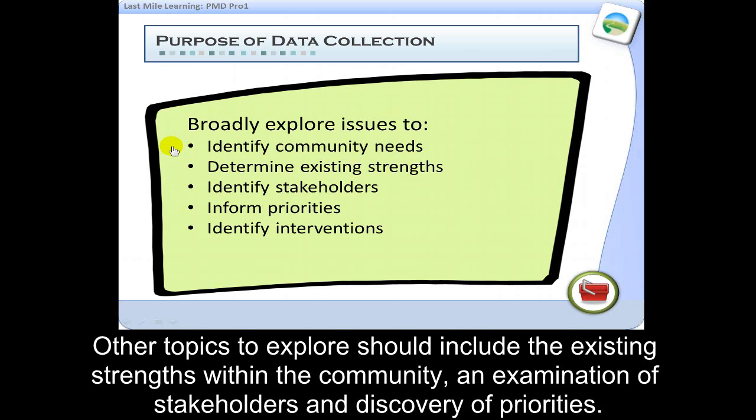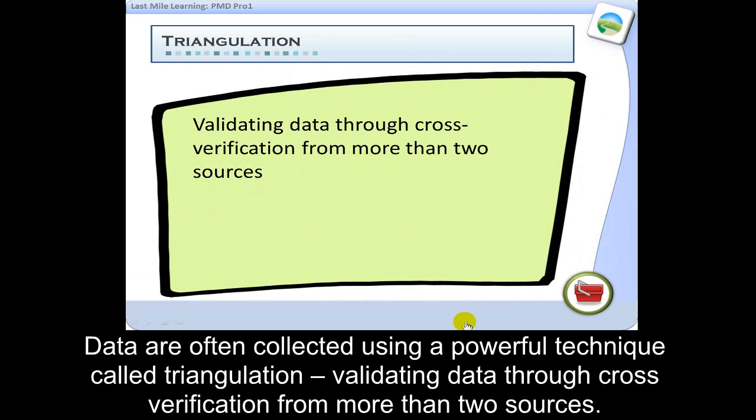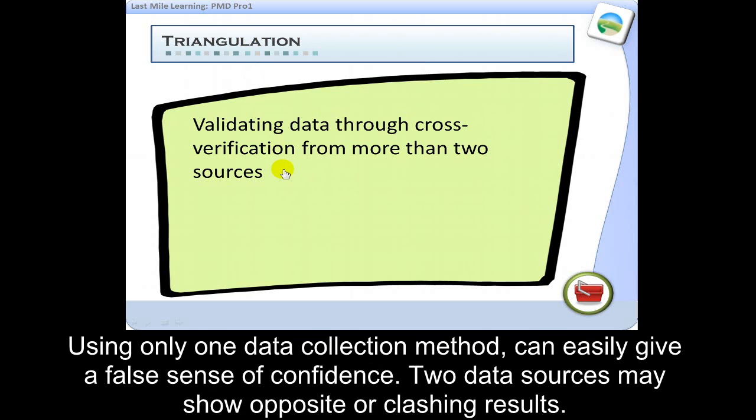Other topics to explore should include the existing strengths within the community, an examination of stakeholders, and a discovery of priorities. Data are often collected using a powerful technique called triangulation, that is validating data through cross-verification from more than two sources. Using only one data collection method can easily give a false sense of confidence. Two data sources may show opposite or clashing results.